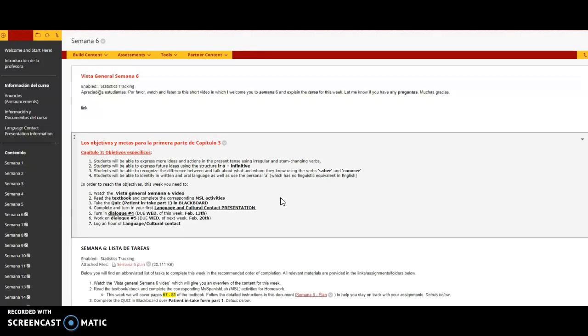So, in this week, you're going to be able to express more ideas and actions in the present tense using irregular and stem-changing verbs. You'll be able to express future ideas using the structure of ir, a form of ir with a plus an infinitive. You'll be able to recognize the difference between and talk about what and whom you know using verbs like saber and conocer. You'll be able to identify in written and oral language, as well as use the personal a, which has no linguistic equivalent in English. It just doesn't exist in English.